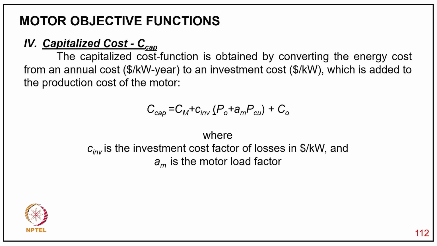Now coming to capitalized cost, the capitalized cost function is obtained by converting energy cost from annual cost, dollar per kilowatt hour per year, to investment cost, dollar per kilowatt, which is added to the production cost of the motor. So C cap will be equal to Cm plus Cin (P0 plus M Pcu) plus C0, where Cin is the investment cost factor of the losses in dollars per kilowatt and M is the motor load factor.